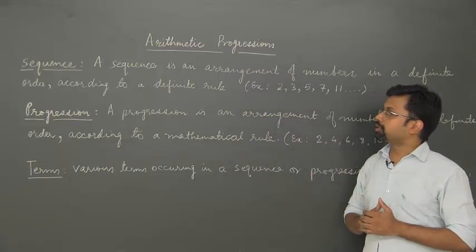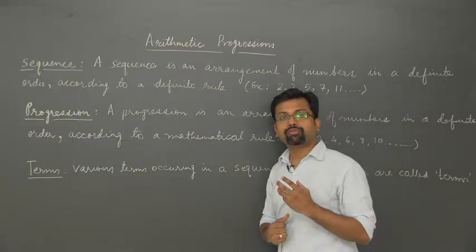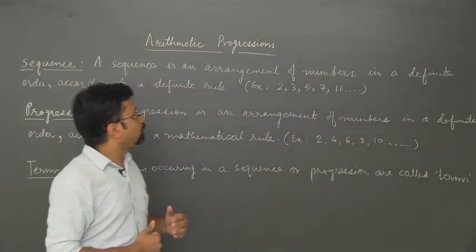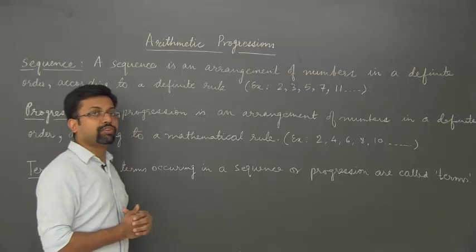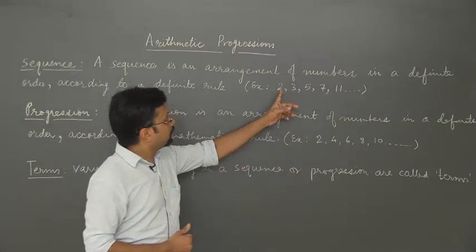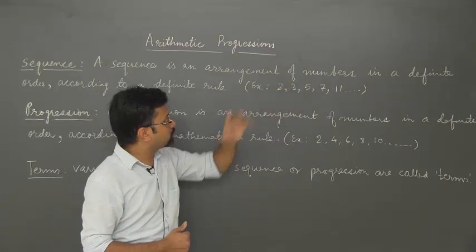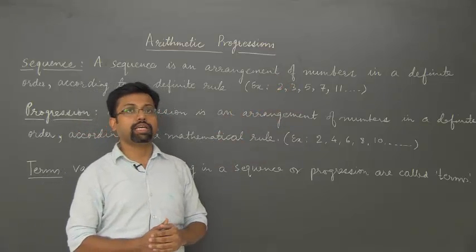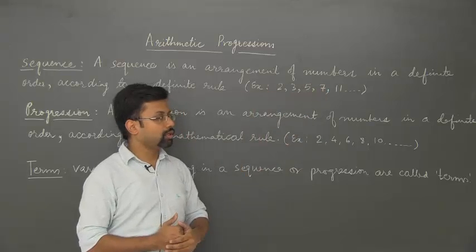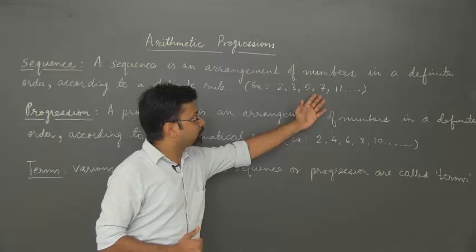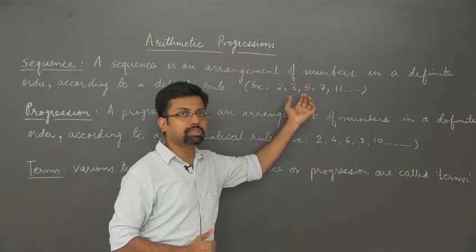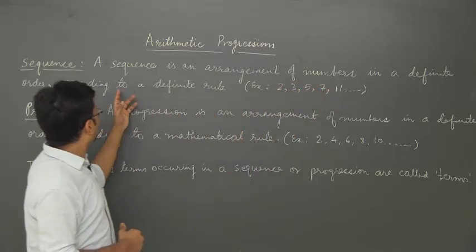What is a sequence? A sequence is an arrangement of numbers according to a definite rule. The numbers should be arranged in a definite order as well. For example, if you observe this sequence of numbers 2, 3, 5, 7, 11, and so on. This is an arrangement of numbers in a definite order. The numbers keep on increasing and they follow a definite rule.